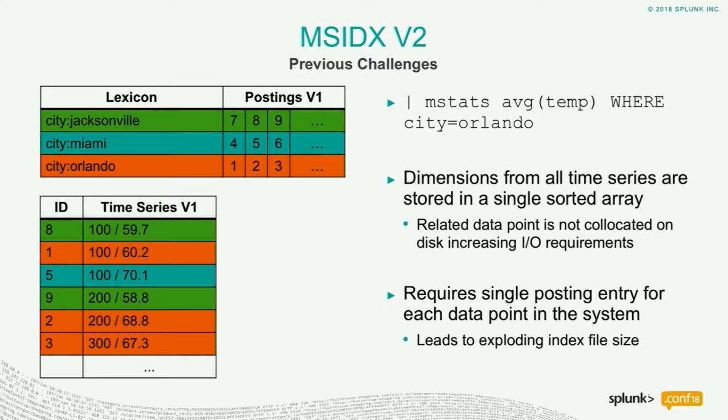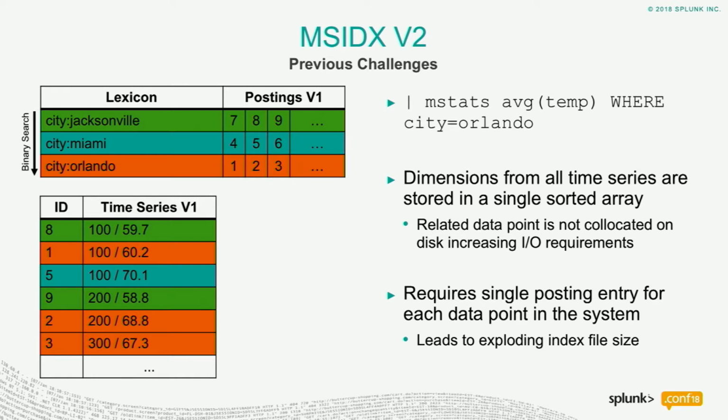So every MSIDX file is composed of three parts. We have the lexicon, which is our filters. We have the postings, which is our pointers. And then the time series, which is our data, where our metrics are stored. To cover the differences and what changed, let's take a look at how each version would tackle a search. So say we're looking for the average temperatures of Orlando, which apparently is just humid.